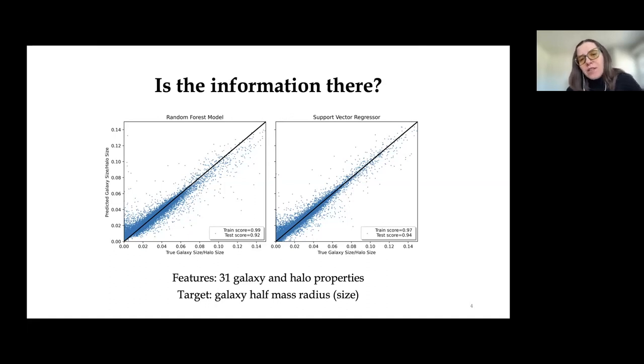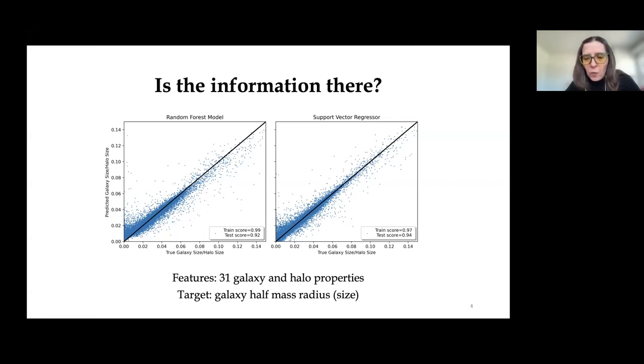We use two machine learning models as a benchmark to search whether information about sizes is there or not. We employ 31 galaxy and halo properties as features, and we predict size. The first model, the one on the left side, the random forest model, seems pretty promising. We measure the performance of both of the models using the R2 score, where the R2 score is basically a correlation between predicted and true values. So the random forest model performs with an R2 score of 0.92. And so next we use another more sophisticated model like the support vector regressor, where we see a small increment in the performance of the model, as well as a less biased behavior of the predicted sizes in the scatter plot here.